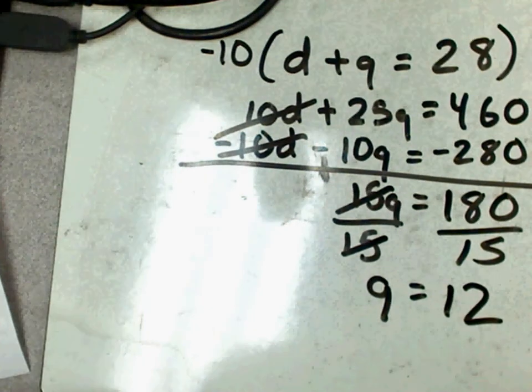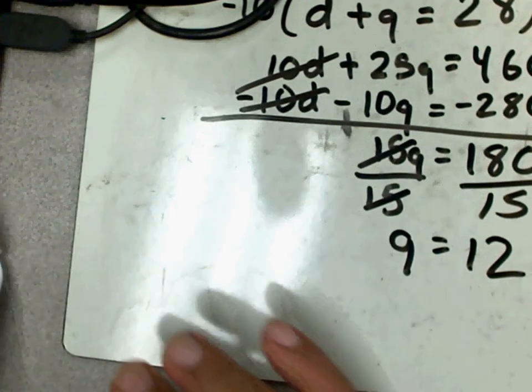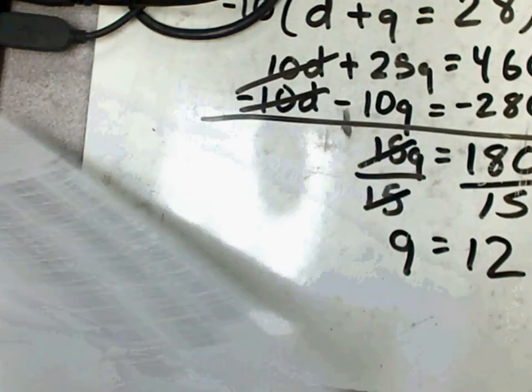Okay? So, the problem says how many quarters does Adam have? Adam has 12 quarters.